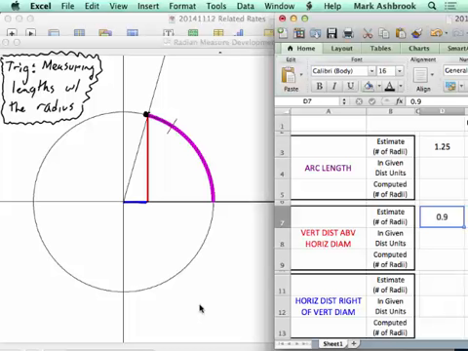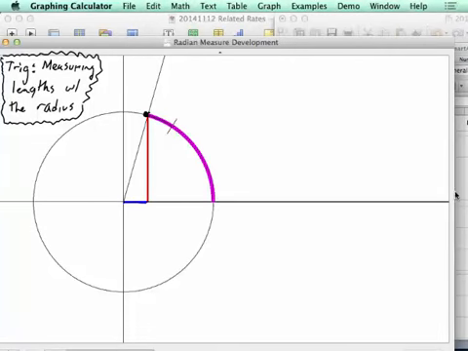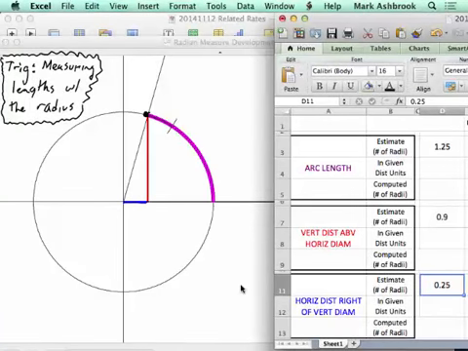How about the horizontal distance to the right? Probably about a quarter, 0.25. A quarter, something like that. So what did I say? Yeah, I said a quarter also. Okay, do these numbers make sense?